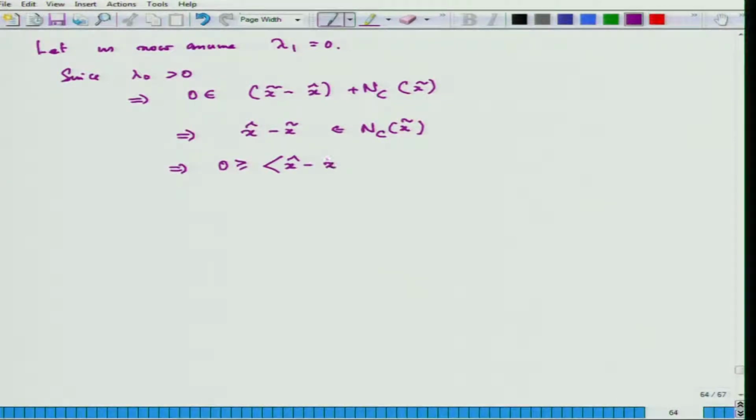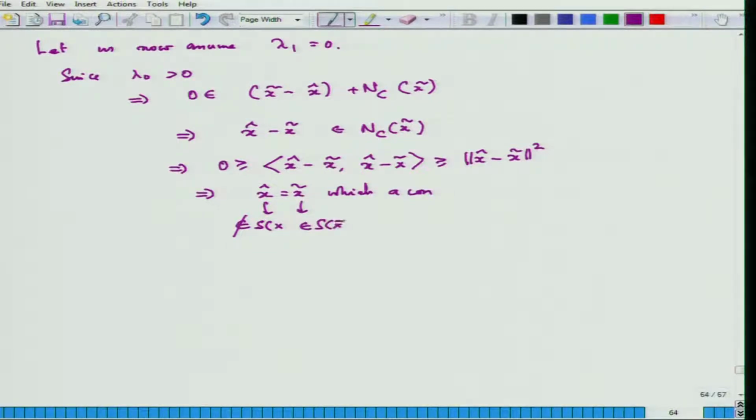x hat minus x tilde. So, this would immediately imply that x hat is equal to x tilde, which is a contradiction, because this is in S(x bar), sorry, this is not in S(x bar) and this thing is in S(x bar). So, there is a contradiction. So, this would imply for us that lambda 1 is also strictly bigger than 0.